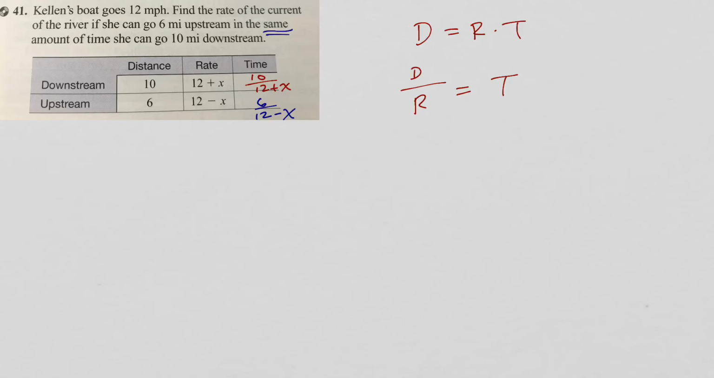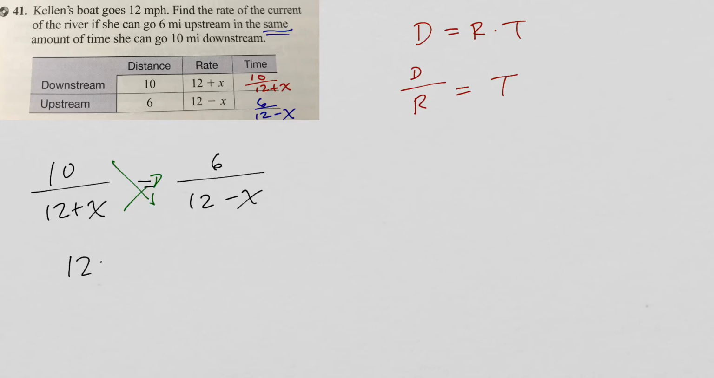Well, same is equals. So your equation is going to be 10 over 12 plus x is equal to 6 over 12 minus x. You have a single fraction equals a single fraction, so I can cross multiply. On this side, I'll distribute the 10, and 10 times 12 is 120. 10 times negative x is negative 10x. And then this is equal, I'm going to multiply this way. 6 times 12 is 72. 6 times a positive x is a positive 6x.